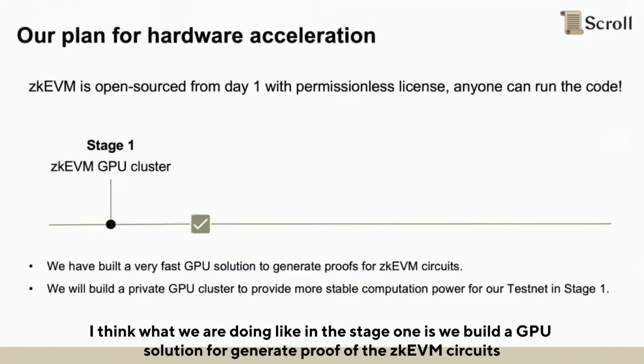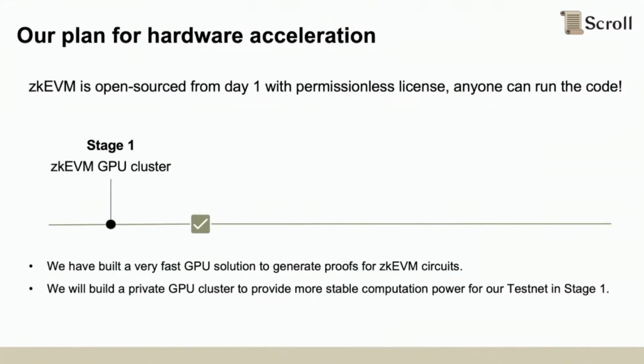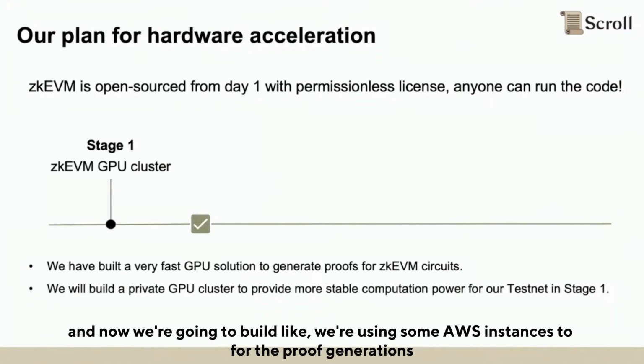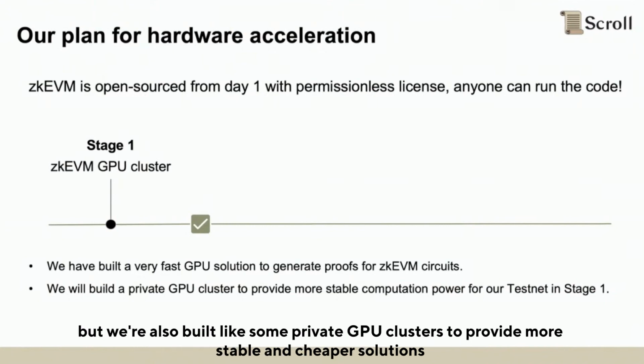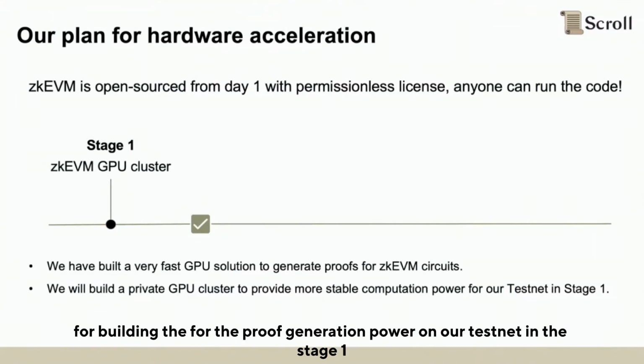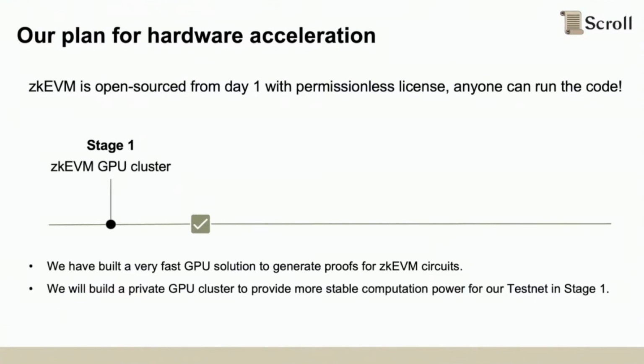Right now, in stage 1, we're building a GPU solution to generate proofs for the zkEVM circuits. Right now we're using some AWS instances for proof generation, but we'll also build some private GPU clusters to provide a more stable and cheaper solution for the proof generation power on our testnet in stage 1.